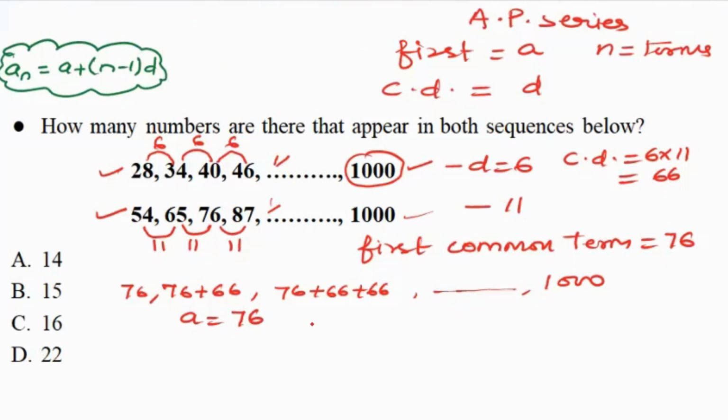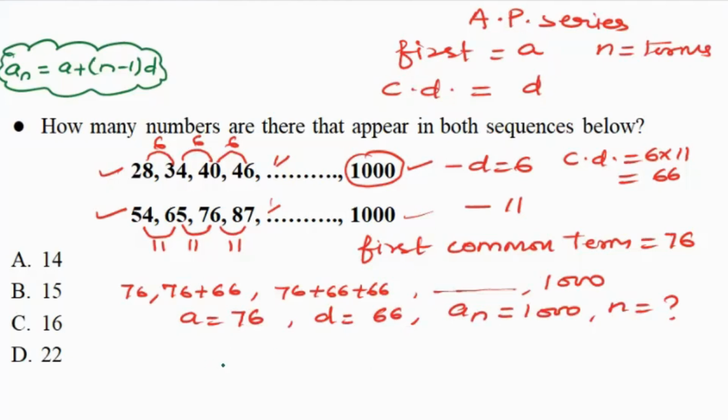Because a is the first term that we already know, so a is 76 only. If we are talking about the common difference, that has to be 66 only. And the nth term is already given to us, which is 1000, but n is not given to us, and that we are supposed to find. So for that, we will use the same formula.